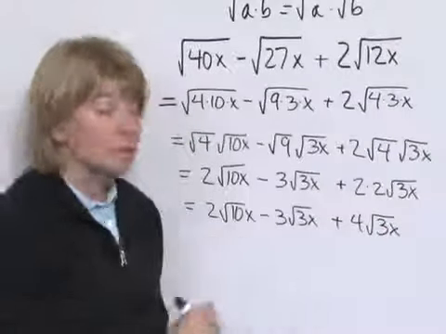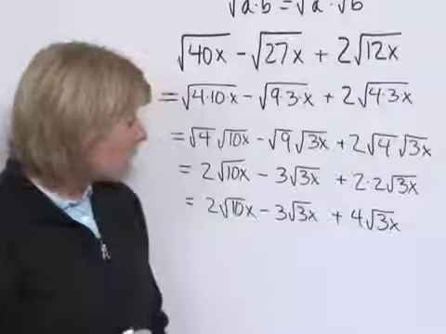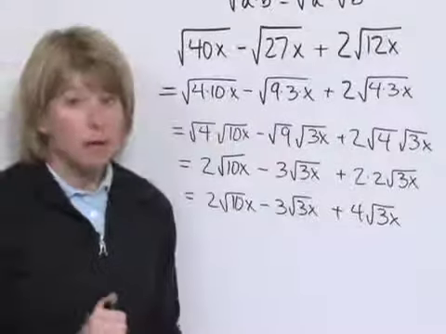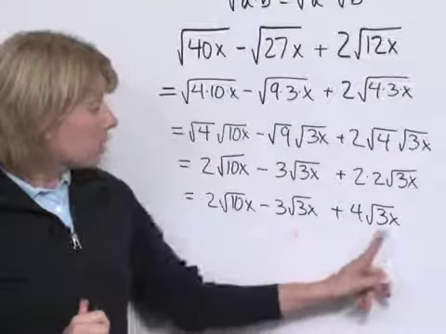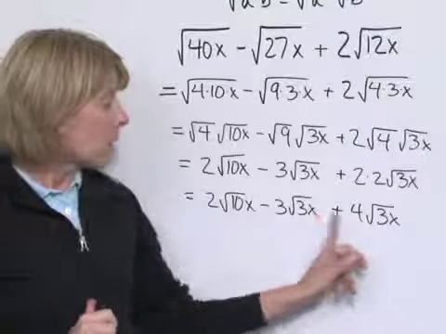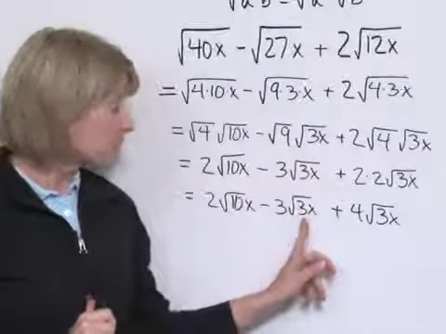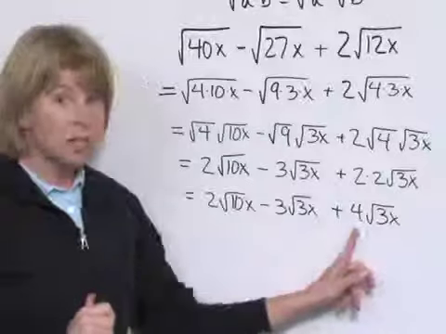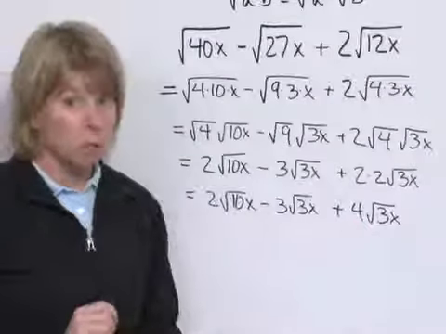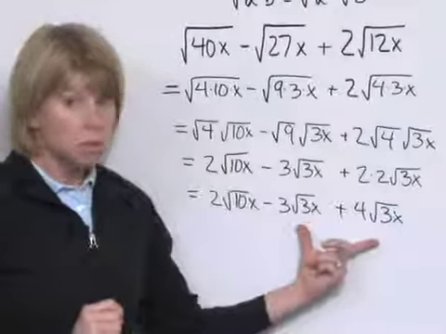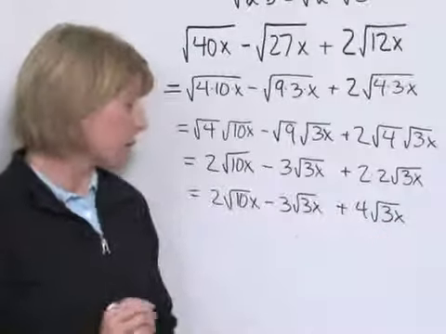So at this point, we've simplified all of our radicals, and we want to look and see if we have any like radicals that we could add or subtract together. Our second and third radicals are like radicals. They both have square root of 3x. If we look at the coefficients, we have negative 3 plus 4, which is 1. So combining these two terms, we get 1 times the square root of 3x.